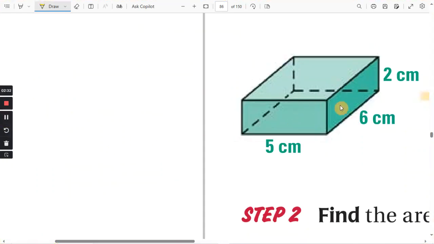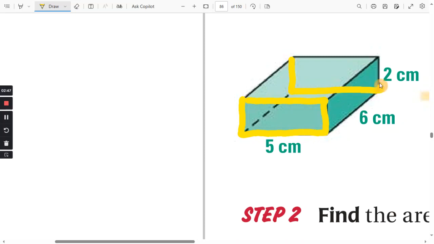So here is our diagram. Why is this called a rectangular prism? Well, that is because the bases are both rectangles. You can see right here in the front and right here in the back. Those bases are both rectangles. They are both parallel and congruent. So that's why it's called a rectangular prism.